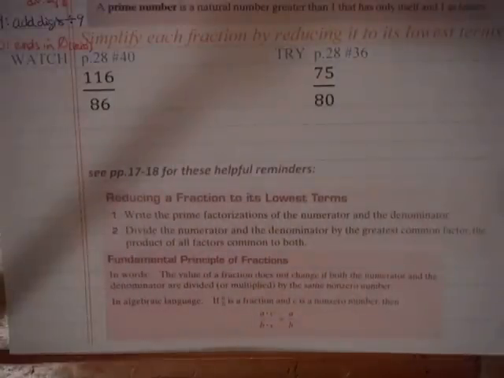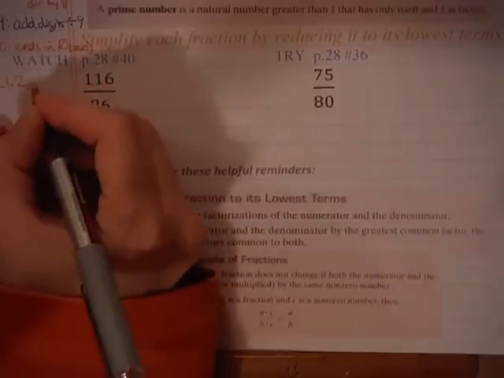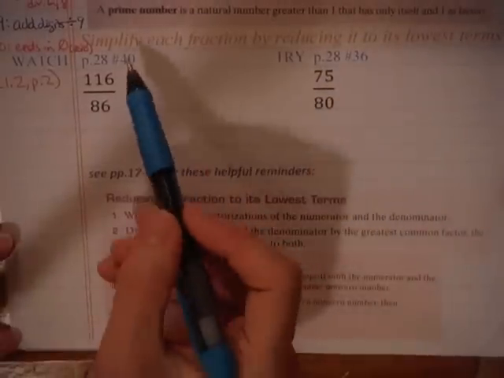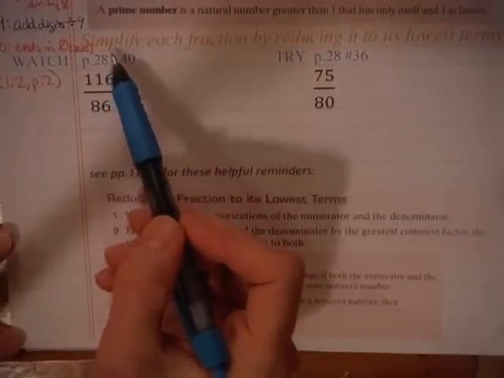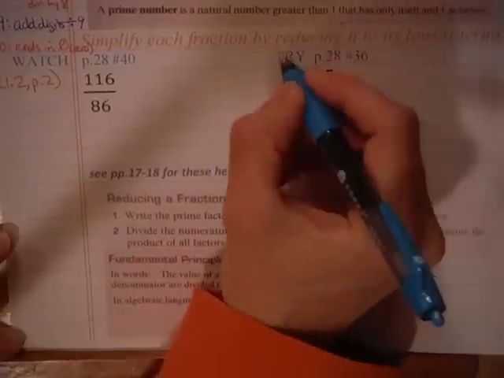Okay, continuing our review of fractions, and we're down here at the bottom of page 2. We're in section 1.2, bottom of page 2 for the notes. We're now looking at the instructions saying simplify each fraction by reducing it to lowest terms.